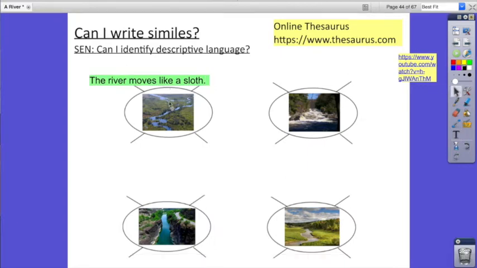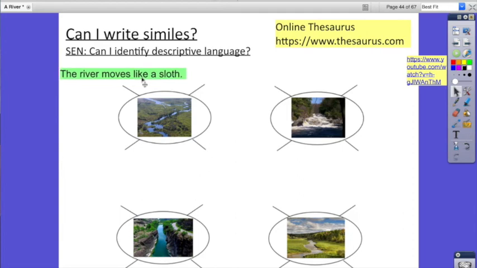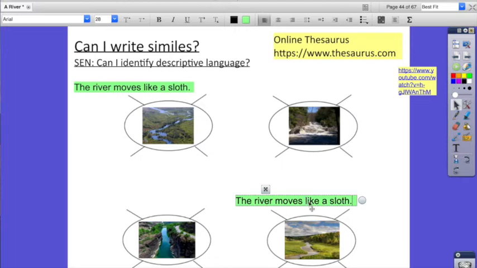That would be here. However, would the river moves like a sloth be appropriate here? No, probably not, because in that image we've got a really fast river, haven't we? It might work for this one here. I might come up with another one down here. The river moves.